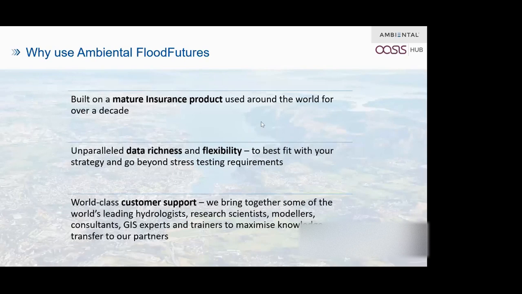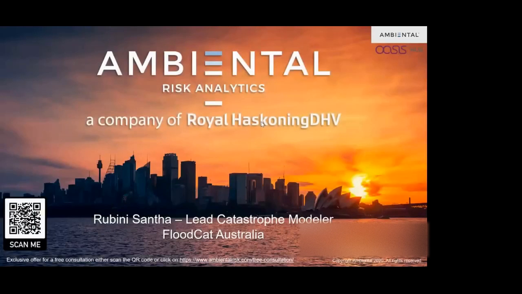Okay, thank you very much, David. That was a really excellent presentation, looking at climate change flooding in the future. It's quite scary what it actually shows in the UK and Europe. Now I'm going to hand over to Rubini, and she's going to go through the CAT modelling and focus mainly on the Australian models. Over to you, Rubini. Thank you, Rob. Thank you, Dave. Can we just switch on to the next slide, please? Yeah.